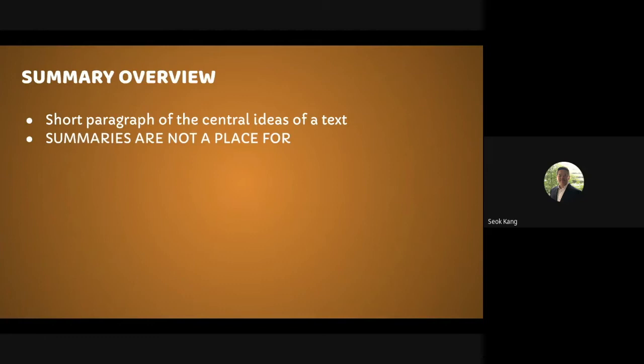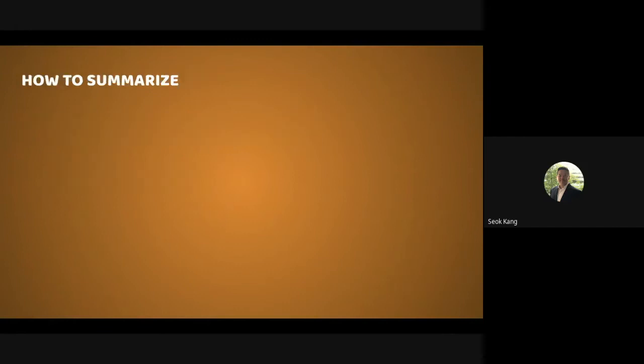A brief overview of summary. It is a short paragraph of the main ideas of a text. It's basically a paragraph of what the text is about. Some summaries can be just one sentence long, but that depends on how short the text is, right? Summaries are not a place for opinions, background knowledge, or personal information. It is not a place for outside information. Summaries should only include what the text is about, okay?